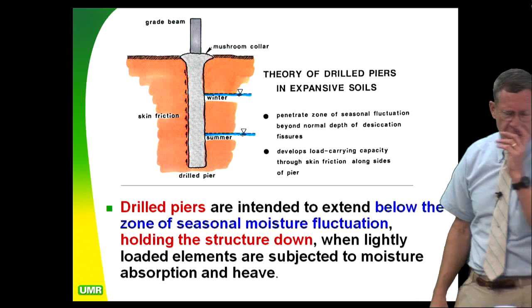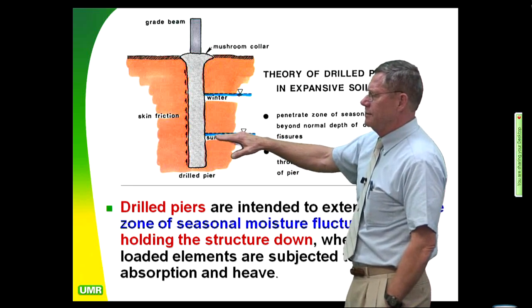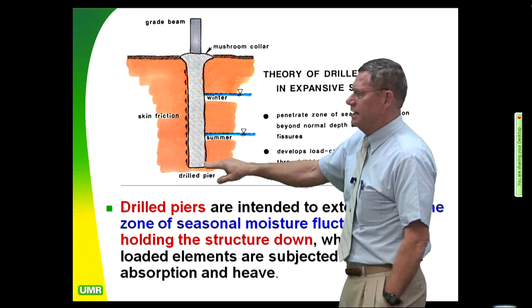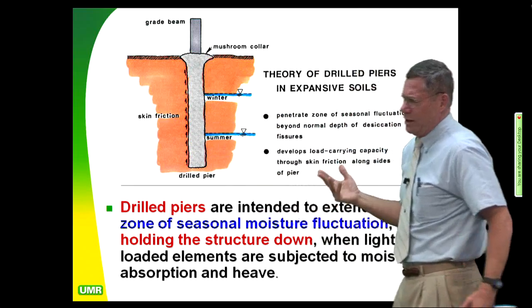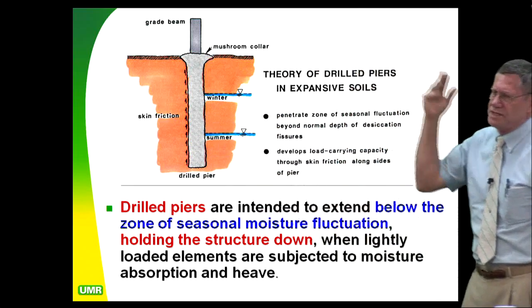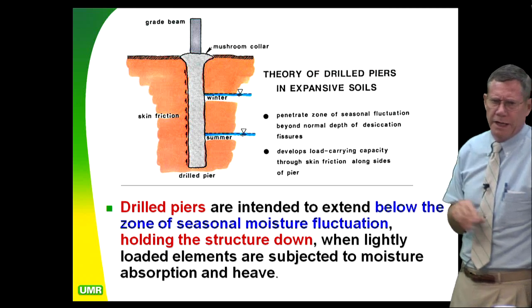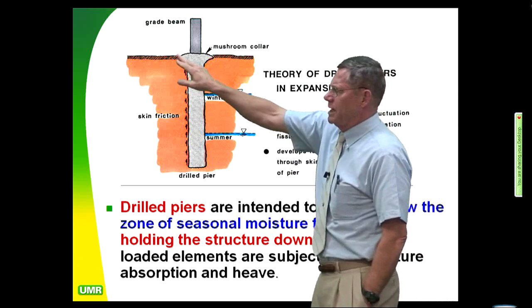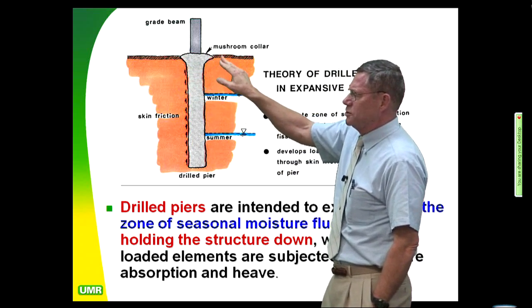All right, so here's the theory on going from the dry time of the year to the wet time of the year. You have to extend this down far enough that you have enough adhesion along here. Typically 250 pounds per square foot up to 750 pounds per square foot, typical numbers for skin friction values on these things. And then one of the problems you get up here, if you're drilling, especially in a desiccated zone, is you'll tend to get mushrooming of the piers.